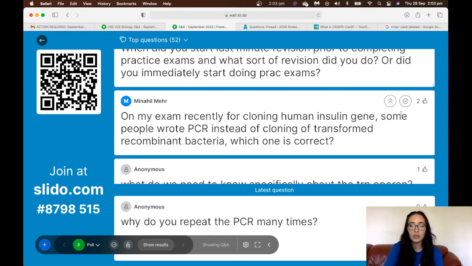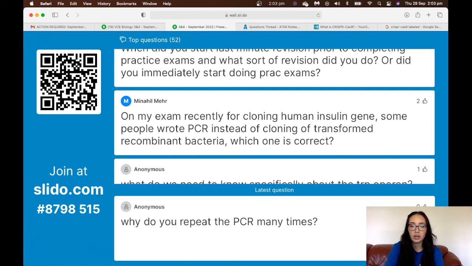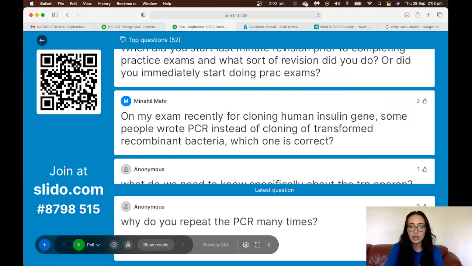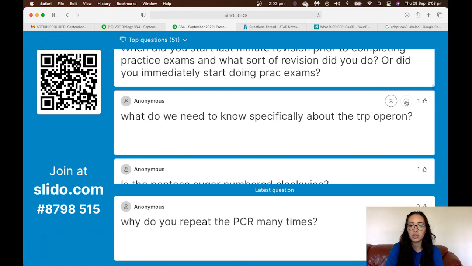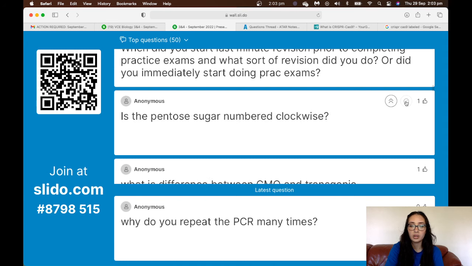For cloning of human insulin genes, people wrote PCR instead of cloning of transformed recombinant bacteria. I would say that you want to say transformed recombinant bacteria, not PCR. PCR is an amplification technique, whereas plasmids are a method of transforming recombinant bacteria. Covered that. Yes. Okay, I hope I defined that real quick, and it's on the slides anyway.